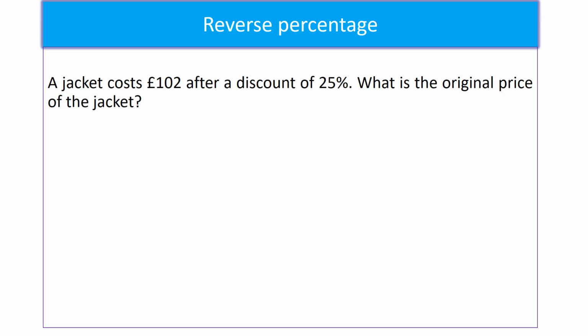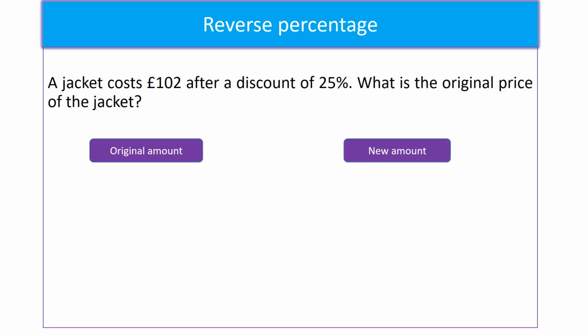In this video, we're going to look at reverse percentage. Reverse percentage is when you have the final amount after a percentage increase or decrease, but you don't know what the original amount was. So let's have a look at an example. A jacket costs £102 after a discount of 25%. What is the original price of the jacket?